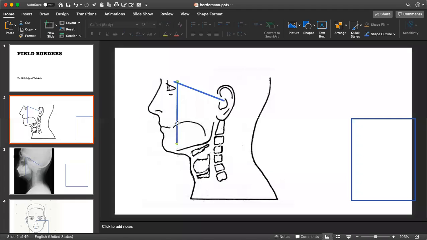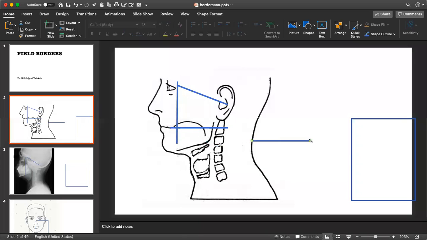Now coming to the inferior border. Your inferior border would be 1 centimeter below the floor of the sinus. So your inferior border would roughly correspond to the lateral commissure of the lip, right? Any doubts so far?